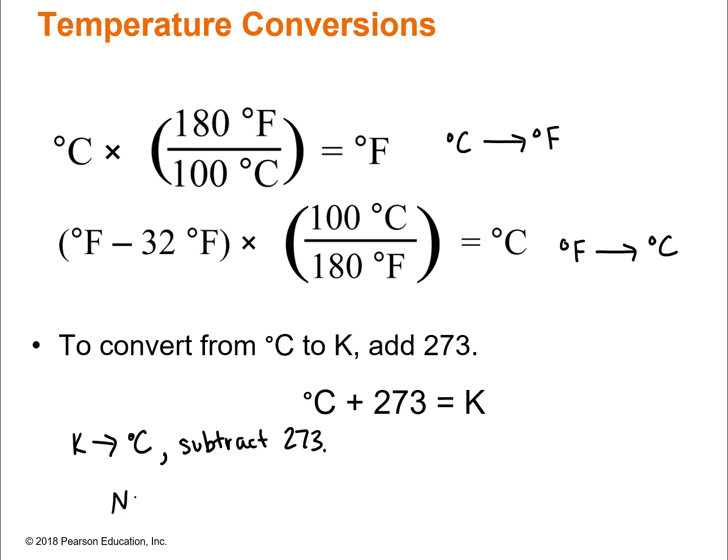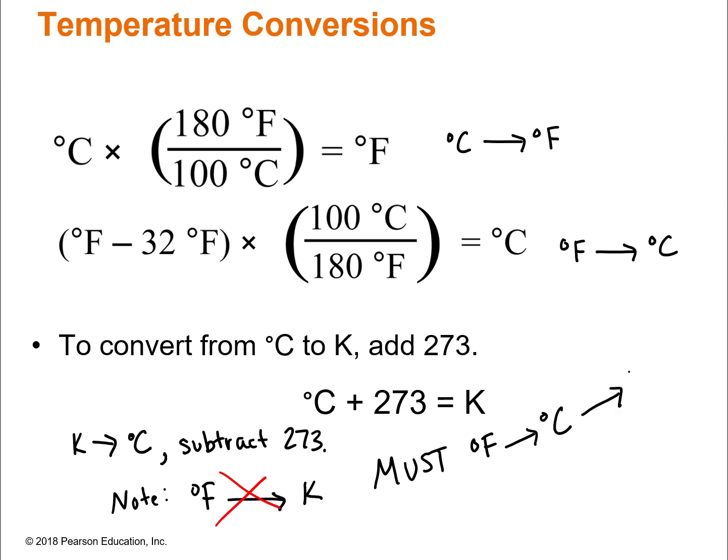Note, you cannot go from Fahrenheit to Kelvin. There's no direct way to do that. You must, if you have a temperature in Fahrenheit that you need to get to Kelvin, go from degrees Fahrenheit to degrees Celsius, and then degrees Celsius to Kelvin. You cannot skip over the Celsius step.